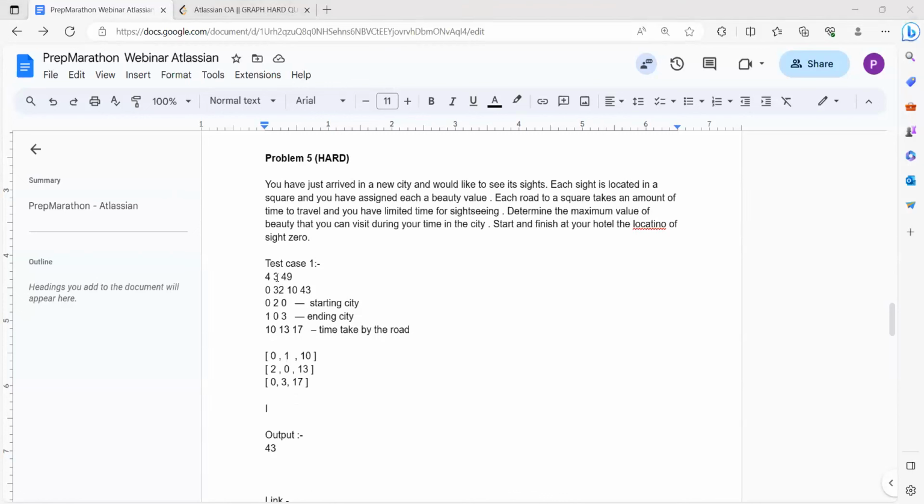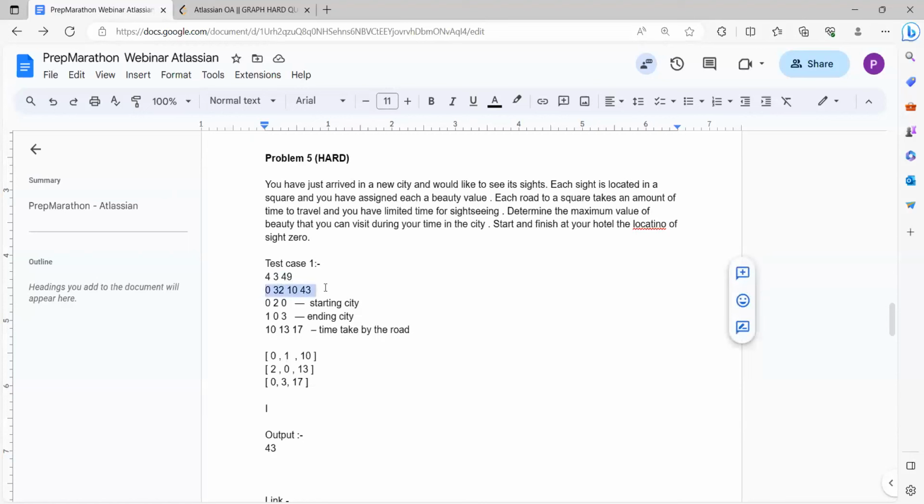The second line. So the first line, everyone got it now. First is the number of squares or cities, you can say. Three is details about roads, how many roads are there. And the last thing is the time limit. What is the time limit given to you? So the first line is clear.